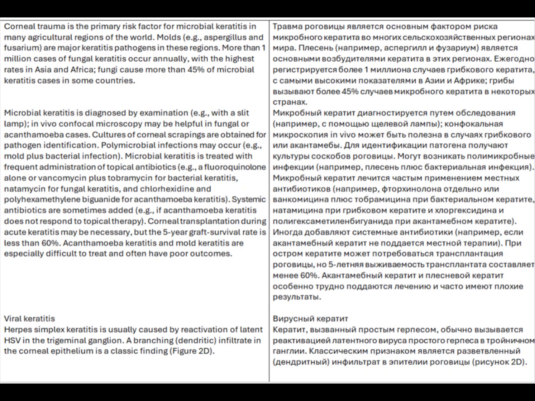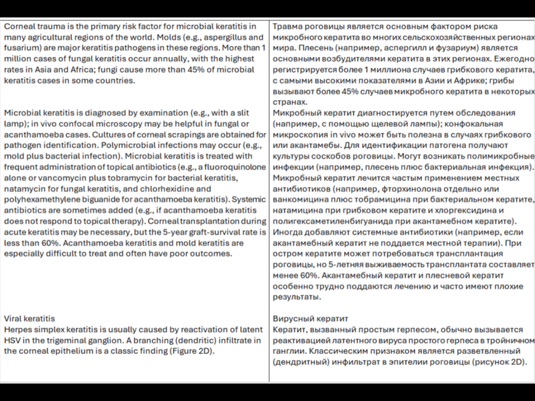Corneal trauma is the primary risk factor for microbial keratitis in many agricultural regions of the world. Molds, e.g., Aspergillus and Fusarium, are major keratitis pathogens in these regions. More than 1 million cases of fungal keratitis occur annually, with the highest rates in Asia and Africa. Fungi cause more than 45% of microbial keratitis cases in some countries.